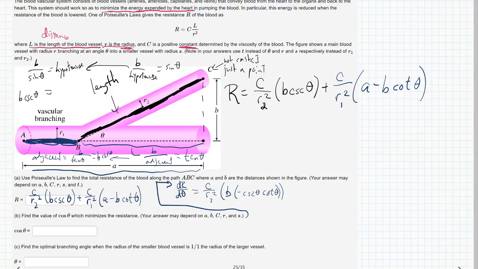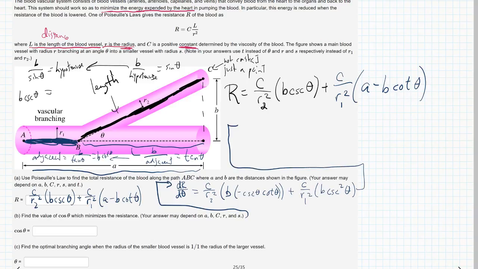So we get plus C over R1 squared. And we have a negative negative. The derivative of cotangent is negative cosecant squared. So you'll get a negative times a negative makes a positive. So this will be B cosecant squared of theta. And what do we do with this to try and solve it? Well, first off, actually, we can do a couple things. We could factor out a B cosecant theta.